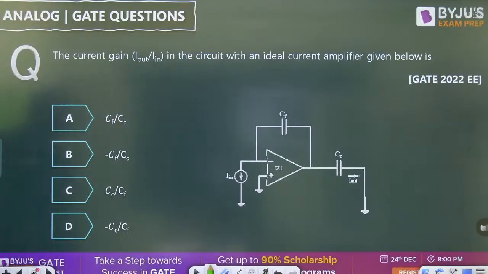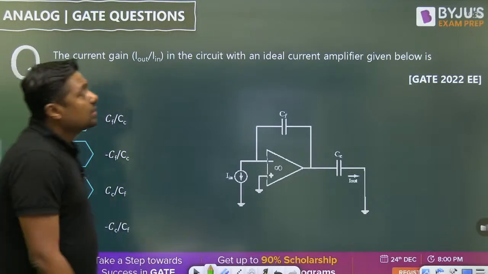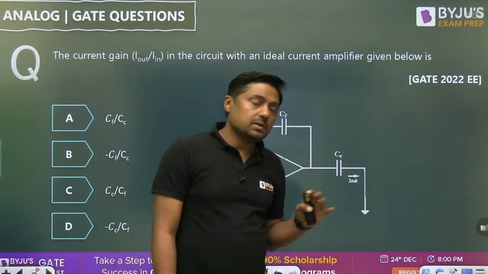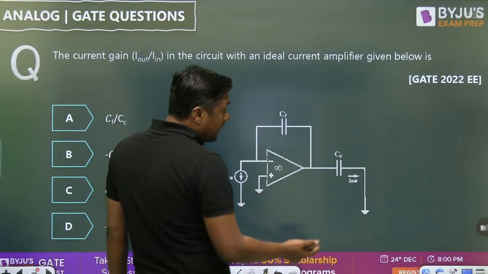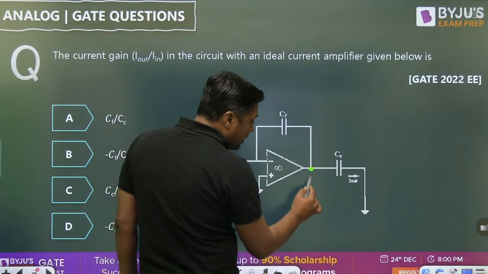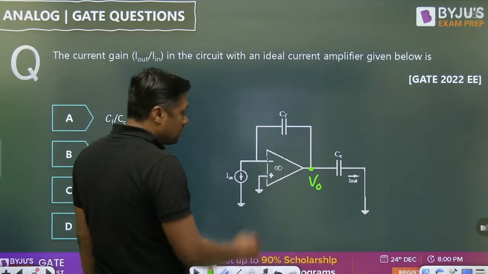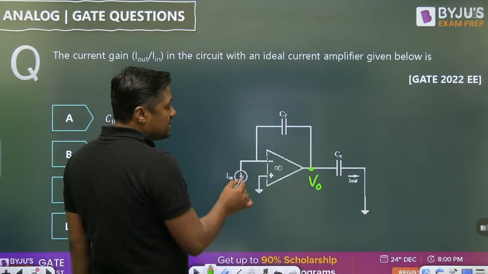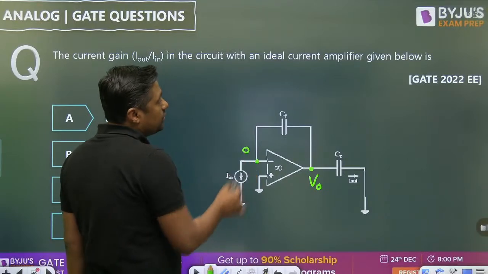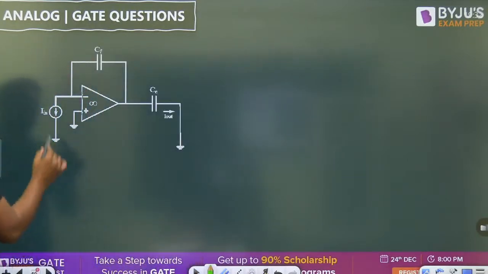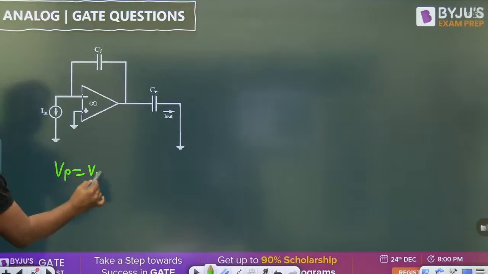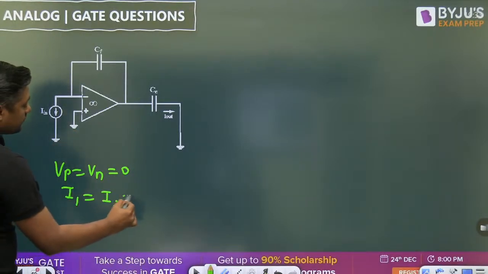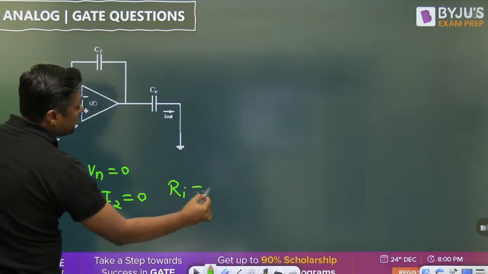the current gain I out by I in of the circuit with an ideal current amplifier given below, right? Simple current gain. This time current gain is asked. Let the voltage at this point be V0. What is the virtual short concept? Because the gain is infinite, what is the voltage at this point? 0. So it is a very simple question on operational amplifier. Vp is equal to Vn is equal to 0. What is the current entering the operational amplifier? 0. Why? Input resistance is infinite.